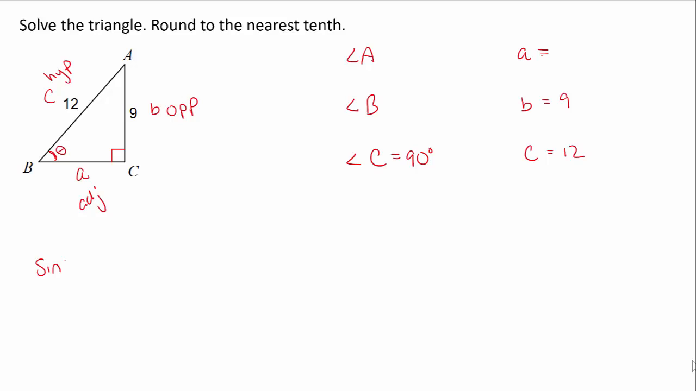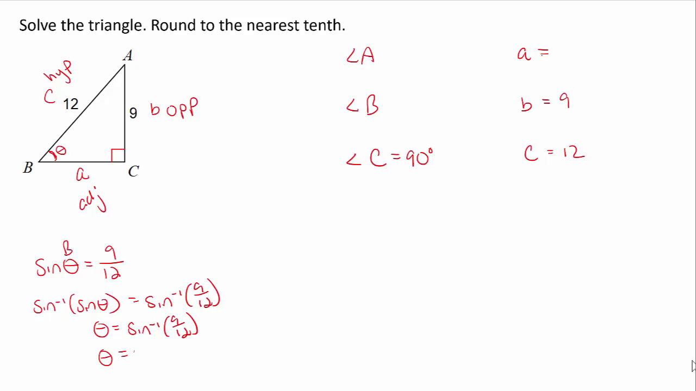So I'm going to say sine of theta, or sine of B, doesn't matter, is equal to opposite over hypotenuse. And remember, I'm going to use inverse sine to solve this. Inverse sine of both sides gives me theta is equal to sine inverse of 9 over 12. When you do this part in your calculator, you get 48.6 degrees because we're trying to find an angle. So we're going to put that up here, angle B is 48.6 degrees.